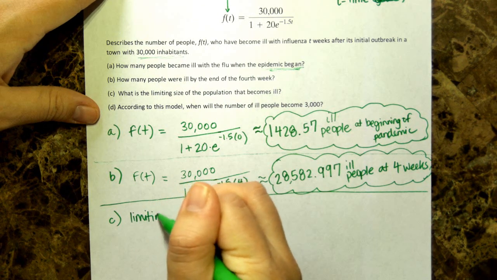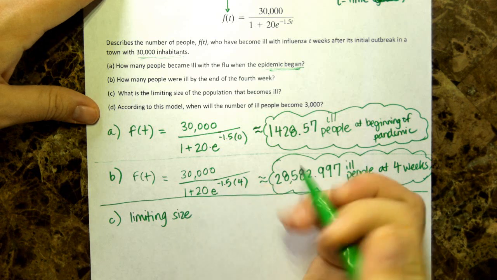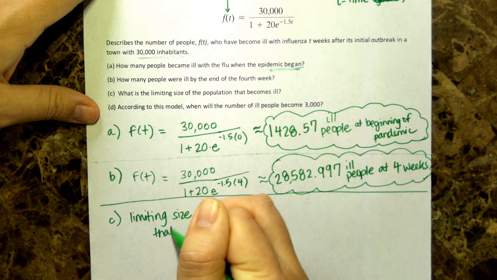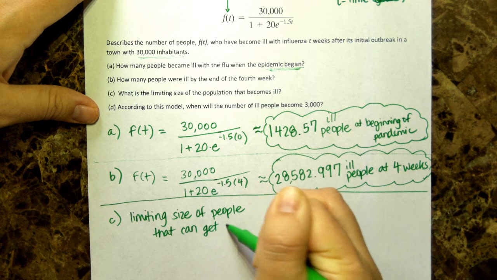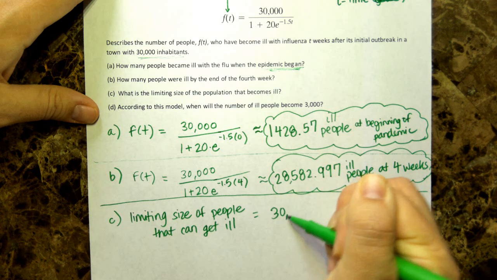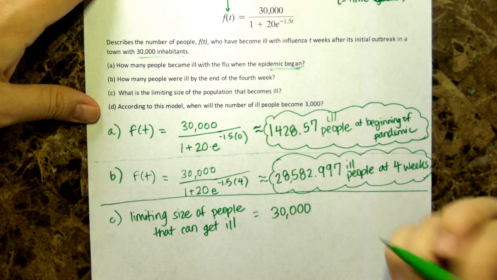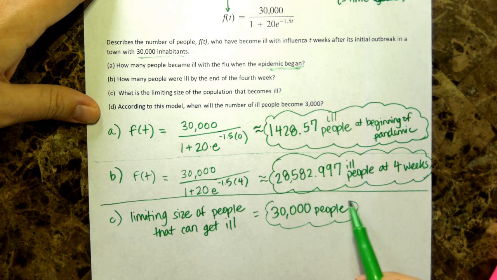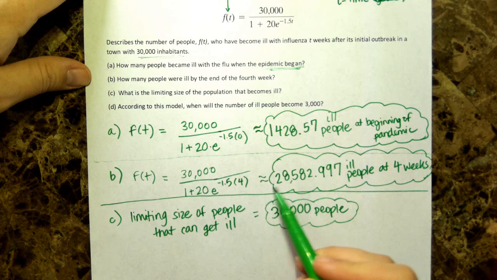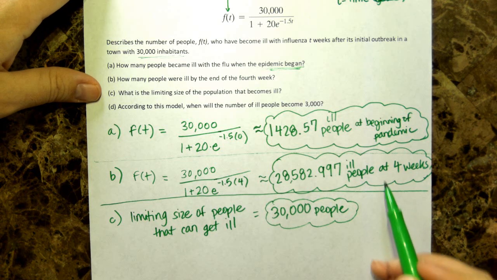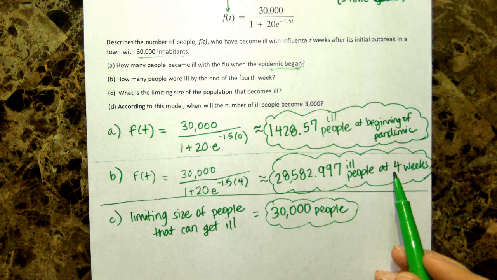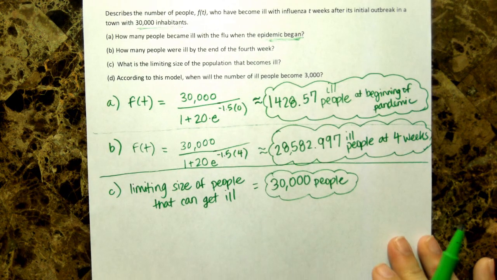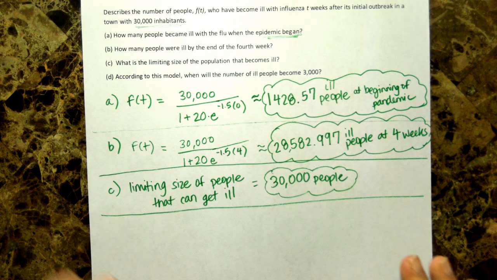So the limiting size of the population that can get sick with the flu is 30,000, because there's no more than 30,000 people in the town. After 4 weeks, 28,000 of them were already sick, so this can't go on for much longer than 4 or 5 weeks before you're already at the maximum of people that can get sick. Okay. And that's all there was for part C.